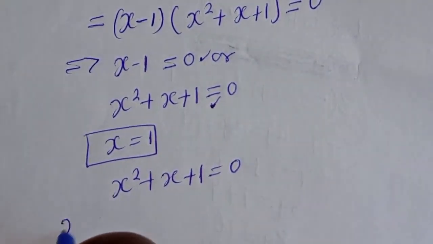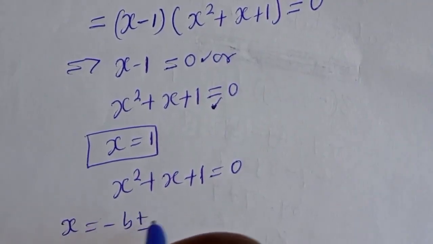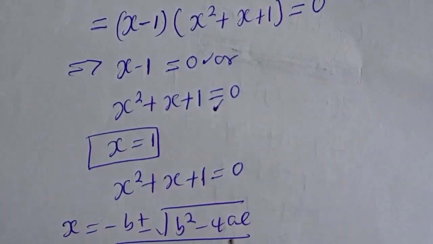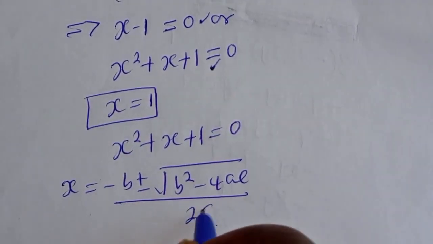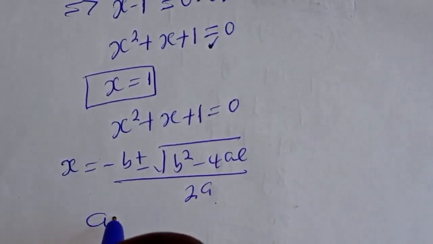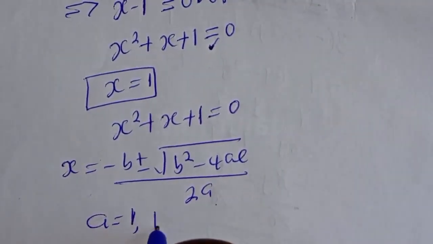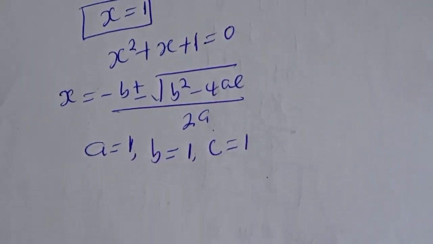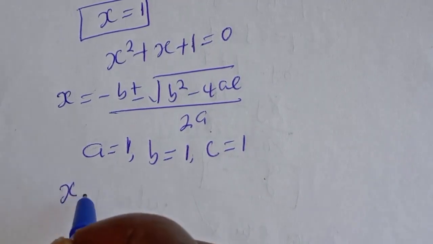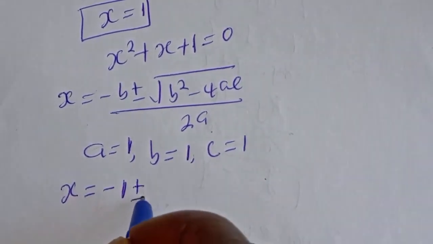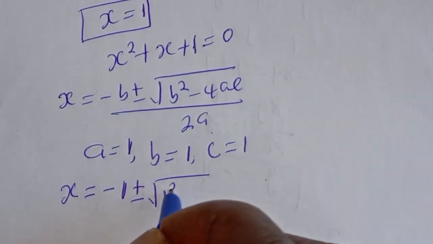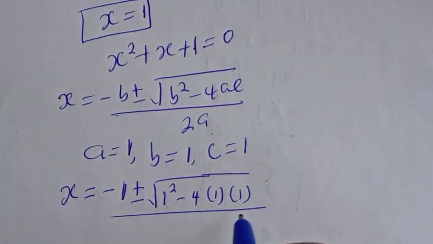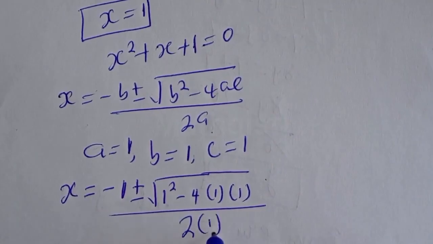From here, S is equal to minus B plus or minus square root of B square minus 4AC over 2A. A is equal to 1, B is equal to 1, C is equal to 1. Let's substitute. S is equal to minus 1 plus or minus square root of 1 square minus 4 multiplied by 1 over 2 multiplied by 1.